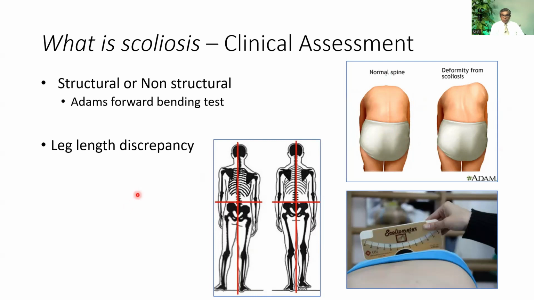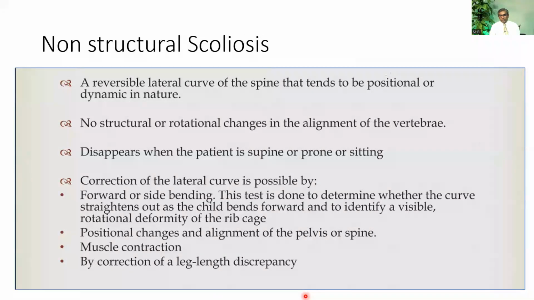The other thing that we need to find out in clinical assessment is whether there is a leg length discrepancy. Leg length discrepancy means one leg is shorter than the other. Because of the shortness, the pelvis naturally tilts to compensate for that, and thus the spine also curves along with it. So if there's a leg length discrepancy, when we correct it, like in this picture, the spine straightens out. So, a little bit about non-structural scoliosis.